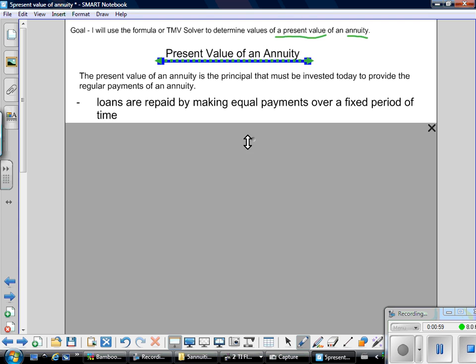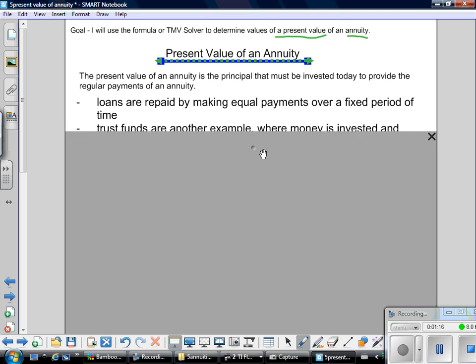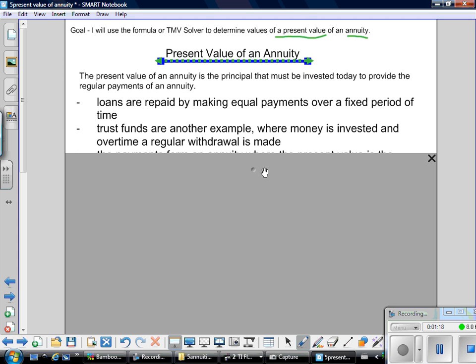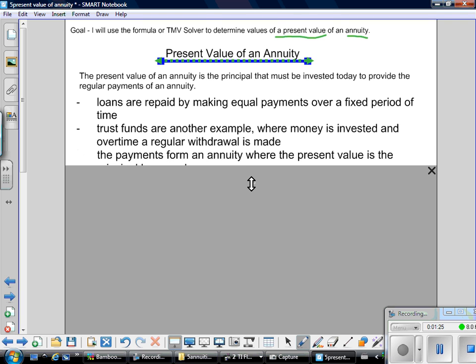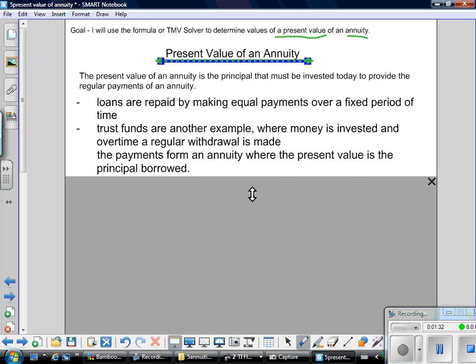So loans are repaid by making equal payments over a fixed period of time. What's happening is you're not putting money in, but you're borrowing this big hunk of principal, and then over time you're paying it back. Another example would be trust funds, where money is invested and over time a regular withdrawal is made. The payments form an annuity where the present value is the principal that's borrowed at the beginning.